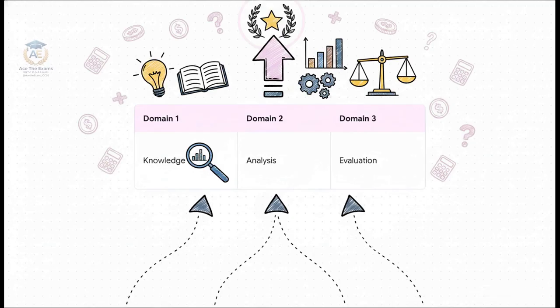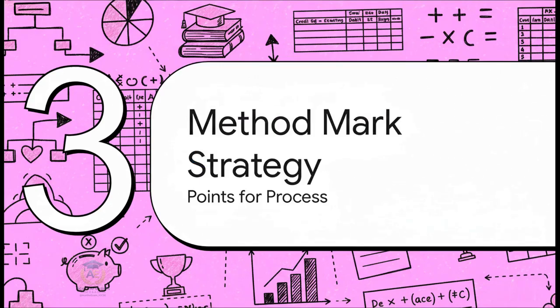You cannot reach the highest marking bands by only demonstrating 1 or 2 of these domains. Your answer must weave them together seamlessly. You state the fact for AO1, you apply it to the scenario to show the impact for AO2, and then you judge its overall significance for AO3. This perfectly tees up Section 3, the method mark strategy, where you earn points for your actual process.